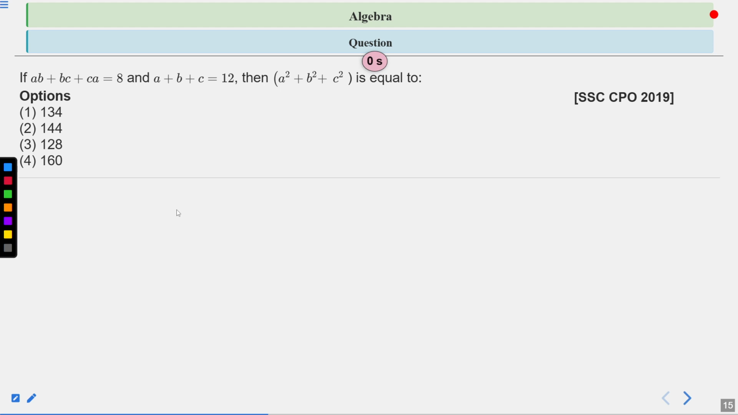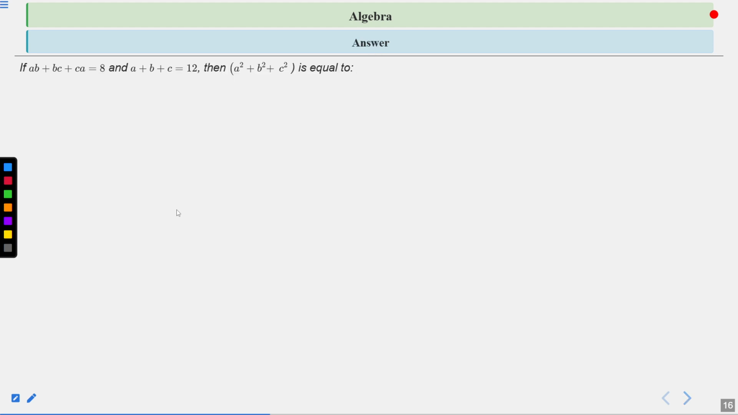Now time's up. Let's see the solution of this question. The question says that if AB plus BC plus CA is given, which is 8, and A plus B plus C is given, which is 12, now we need to calculate A square plus B square plus C square. So we have the algebraic identity formula of A plus B plus C whole square. We use it, and then we can calculate the value of A square plus B square plus C square. So the correct answer of this question is the third one, which is 128. Now see the detailed solution.